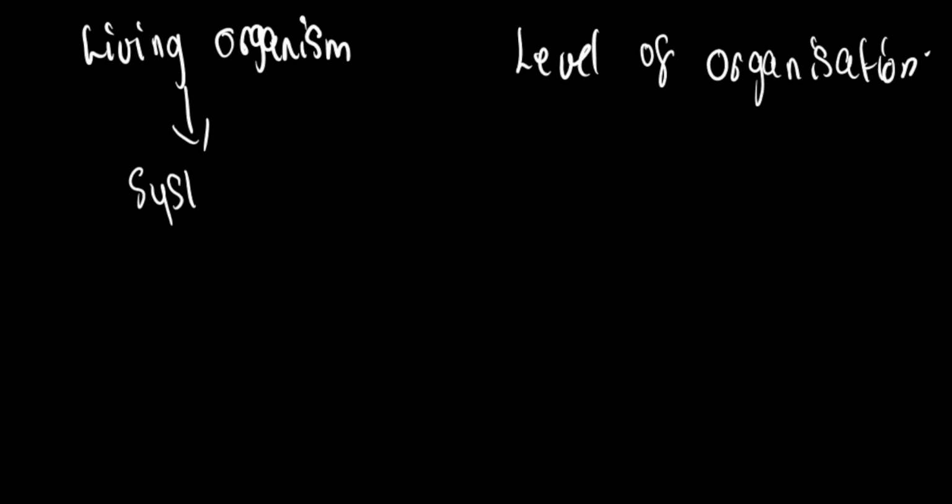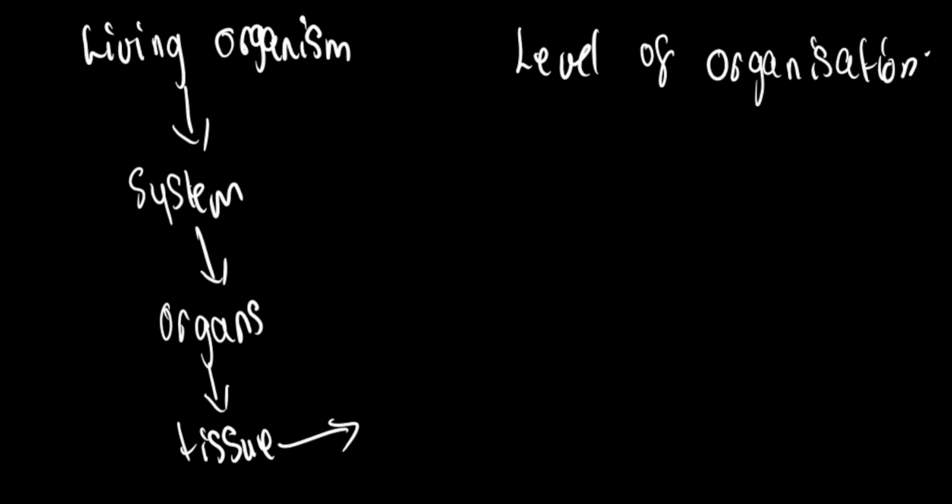Okay, so we have biological systems, and these systems are made of organs that work together. The organs are made of tissues, and then the tissues are made up of cells. So we can see that the smallest unit of the living organism would be the cell. Now we can make a general conclusion that a living organism is simply a bunch of cells.